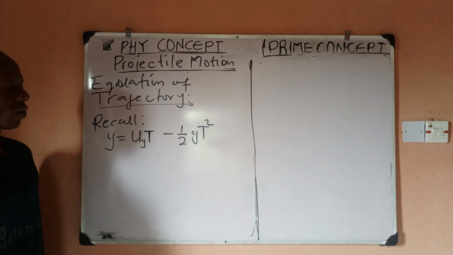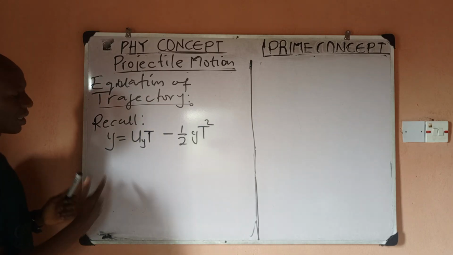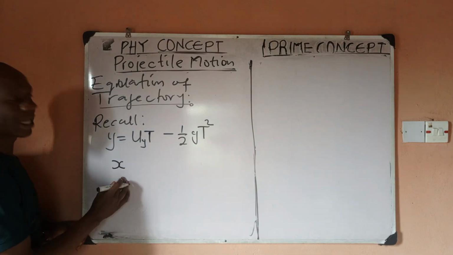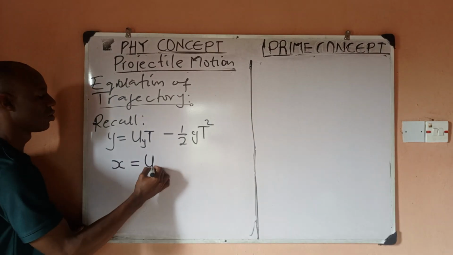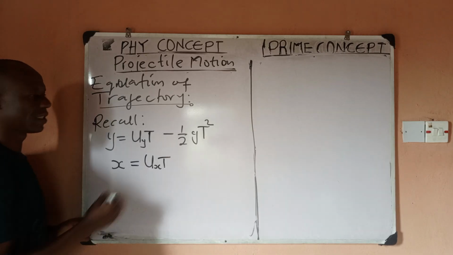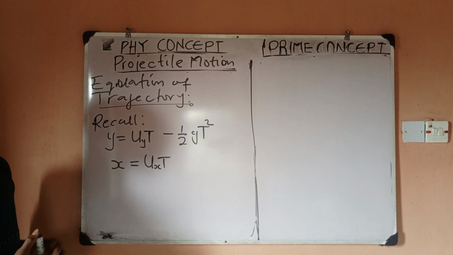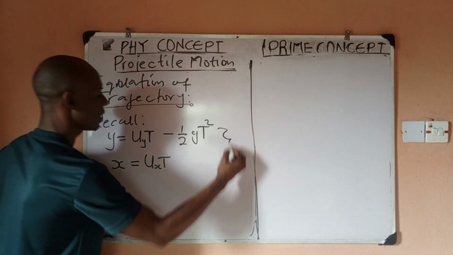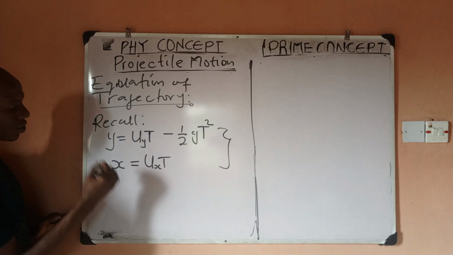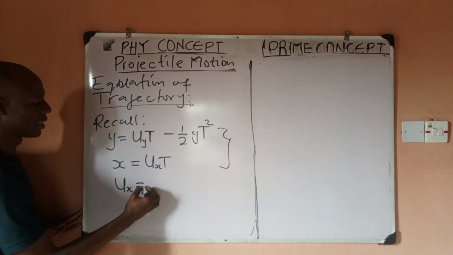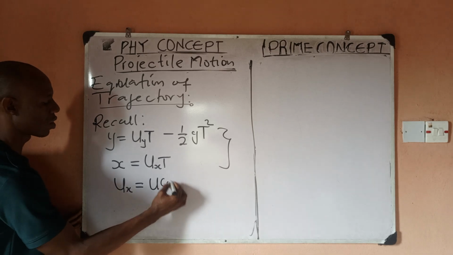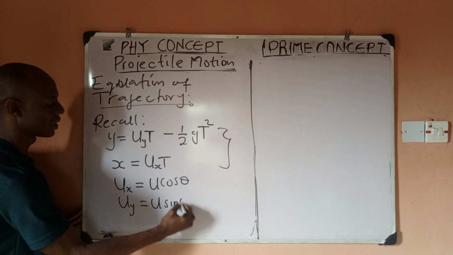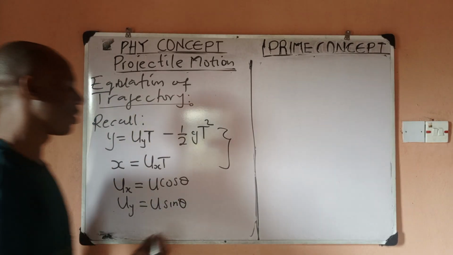So if you recall this equation, we also have the equation for our horizontal. This is our vertical component of our motion. For our horizontal, we're going to use x, which is equal to ux times t. If you recall, we got these two equations. So I want to substitute the parameters I know into this. One of the parameters we also derived is that ux is equal to u cos theta. We also derived that uy is equal to u sine theta. So we're going to do this substitution.